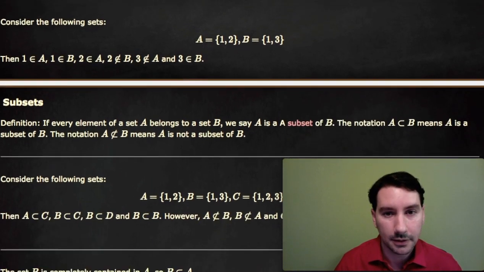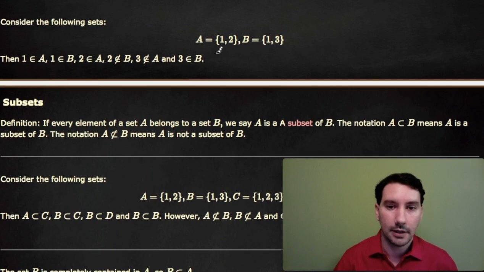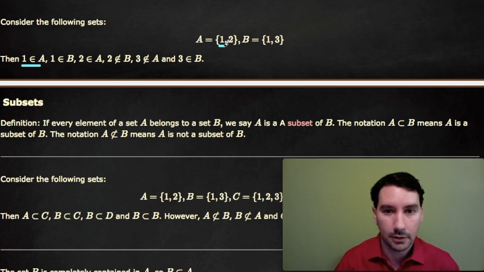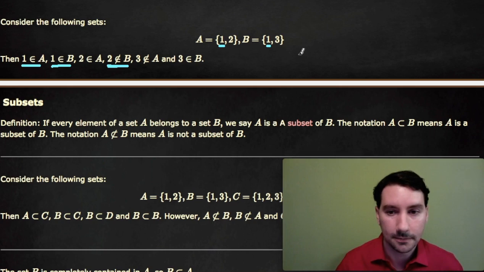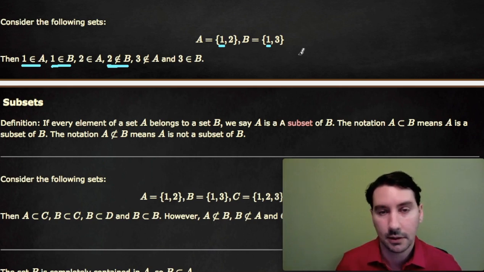So let's consider the following sets for some easy examples. A is the set {1, 2}, and B is the set {1, 3}. Then 1 is in A because 1 does belong to that set, and 1 is in B because 1 belongs to this set B. 2 is in A, but 2 is not in B. So this one here just means that 2 is not in the list of elements in B. Okay, so that's an element, that's the notation. It's hopefully fairly straightforward, but it's going to be important notation that's going to come up all over the place.